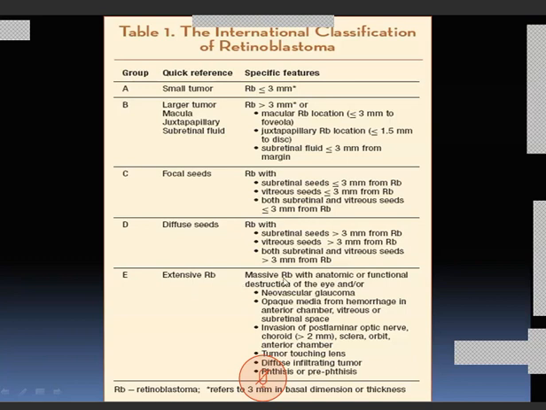And then extensive retinoblastoma, massive retinoblastoma with anatomical or functional destruction of the eye, and neovascular glaucoma, opaque media from hemorrhage in the anterior chamber, vitreous or subretinal space, and then invasion of the post-laminar optic nerve, choroid more than 2 millimeters, sclera and orbit, and then anterior chamber. Then tumor touching the lens, and diffuse infiltrating tumor, phthisis or pre-phthisis. So these are the 5 groups according to the International Classification of Retinoblastoma.